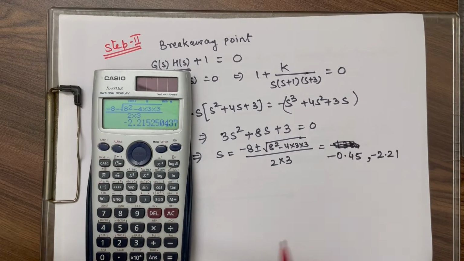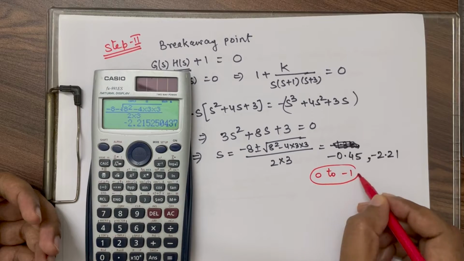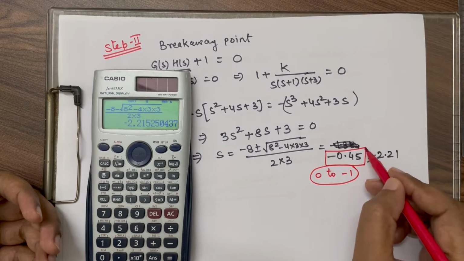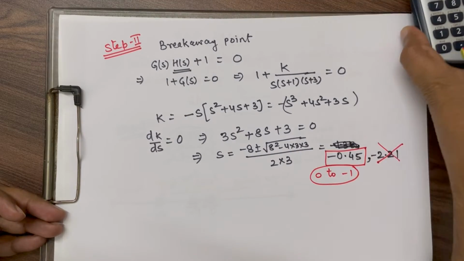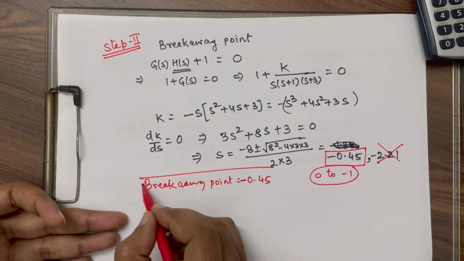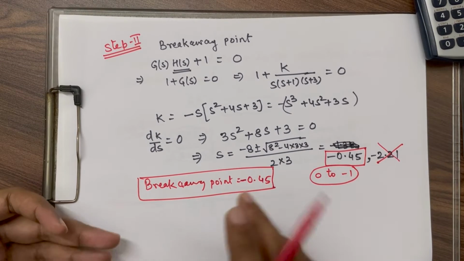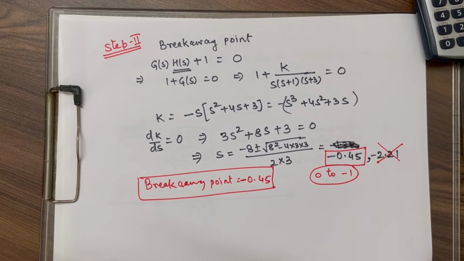As we know, the value must lie between 0 and minus 1. So only minus 0.45 is the valid value. The other value will not be valid. So our breakaway point will be minus 0.45. Let us keep this. Then we move to step 3.